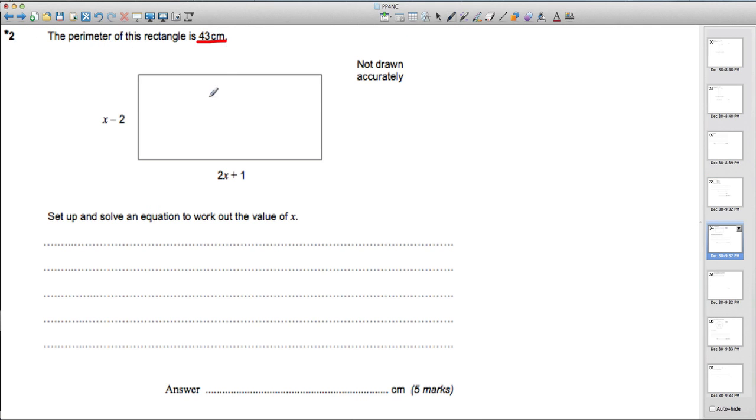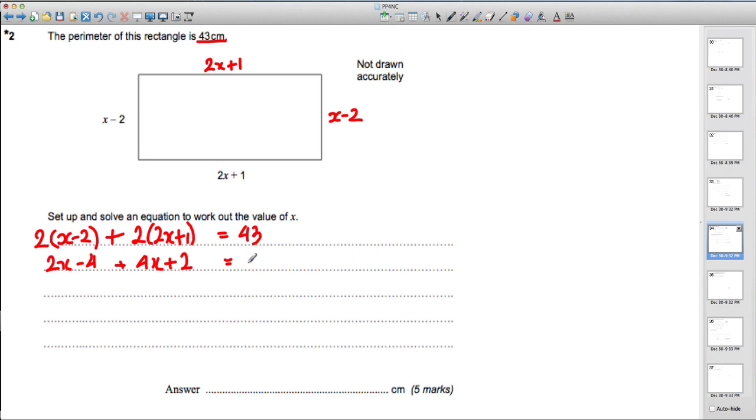Okay, the perimeter of this rectangle is 43. Set up and solve an equation for x. It's a rectangle. This side must be x subtract 2. This side must be 2x plus 1. If you add all these distances, it must be 43. So x subtract 2, we've got 2 of them, and we've got 2 of 2x plus 1, and they must add up to 43. Expand the brackets. 2x subtract 4 plus 4x plus 2 must equal 43. Collect like terms. 2x add 4x is 6x, and negative 4 add 2 is negative 2, equals 43.